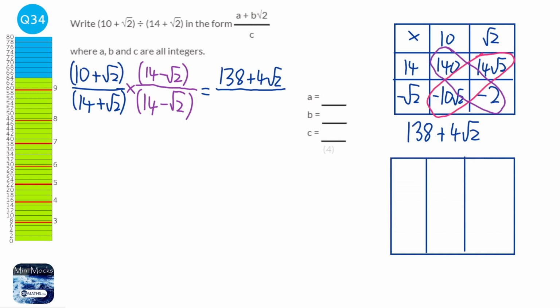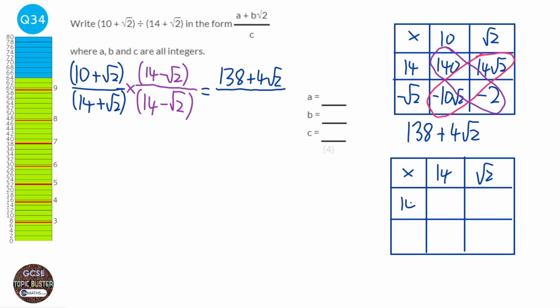And I like these grids because you can see if you've made any mistakes quite quickly with these. You can check your working. So 14 plus root 2 times 14 minus root 2. You'll see why in a second we do the opposite.